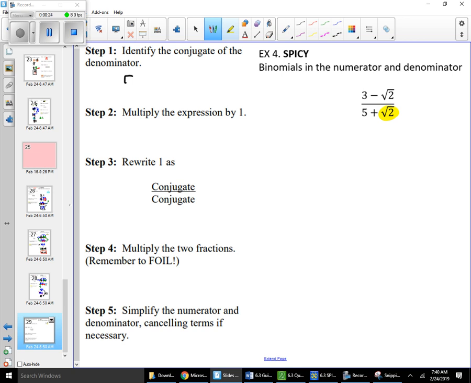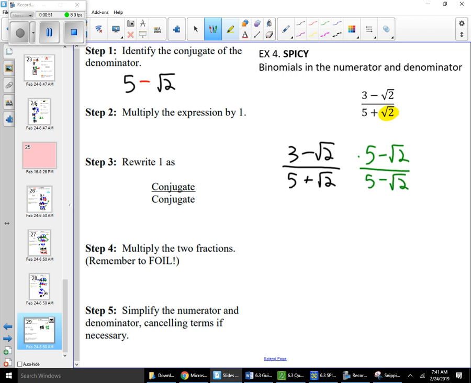So first we must identify the conjugate. Well, 5 plus the square root of 2 is the original denominator, so 5 minus the square root of 2 is going to be our conjugate. So multiplying this by 1 will look like, so let's do green, 5 minus root 2 over 5 minus root 2. Again, step 2, we don't usually write this part out, but it is the reason we're allowed to do step 3. 5 minus root 2 over 5 minus root 2 is equivalent to 1. Anything divided by itself is just 1.